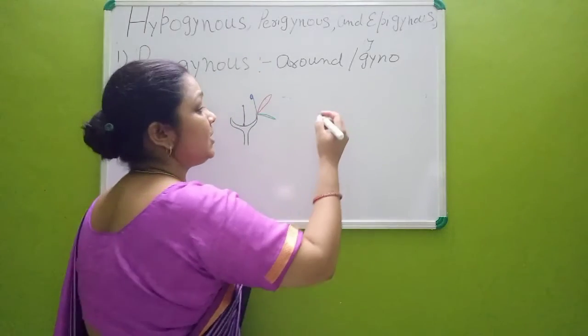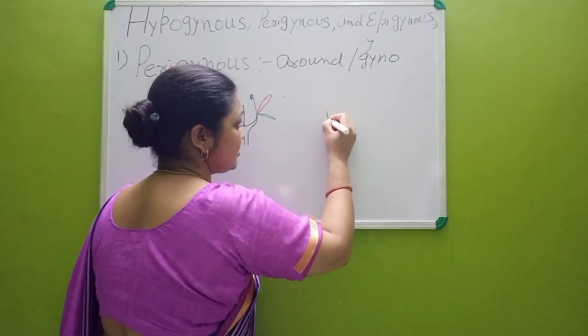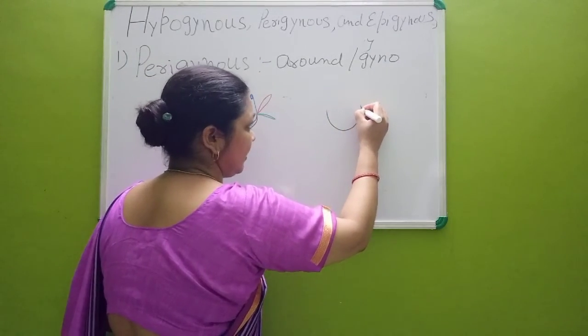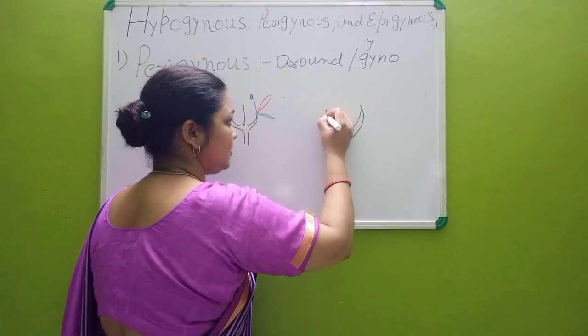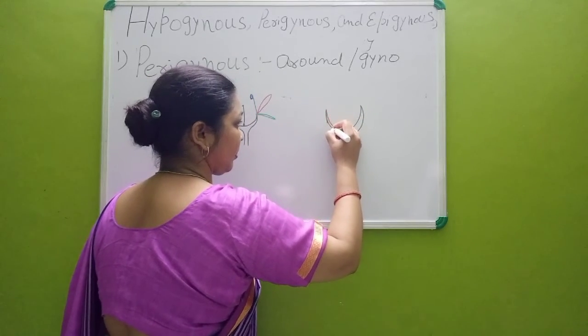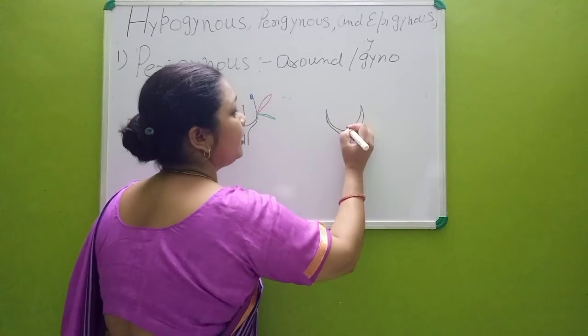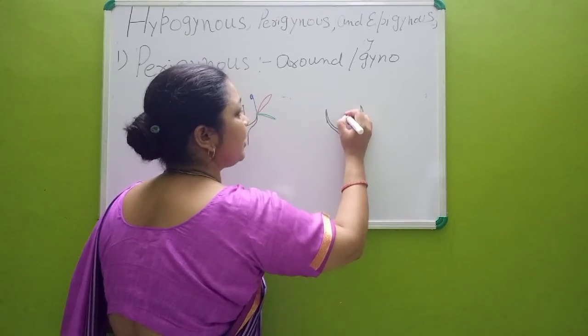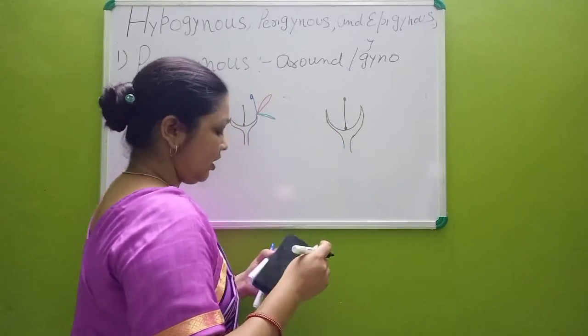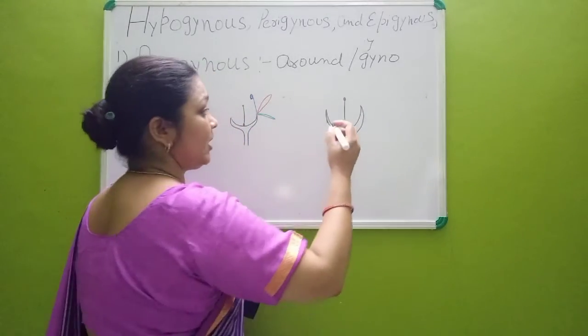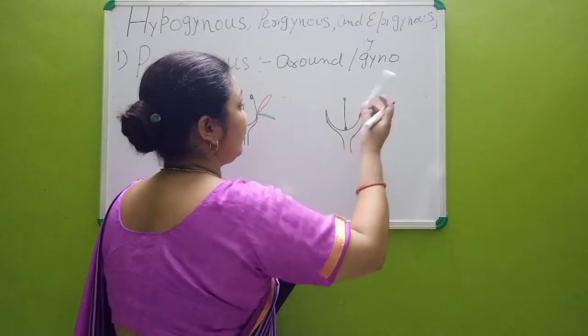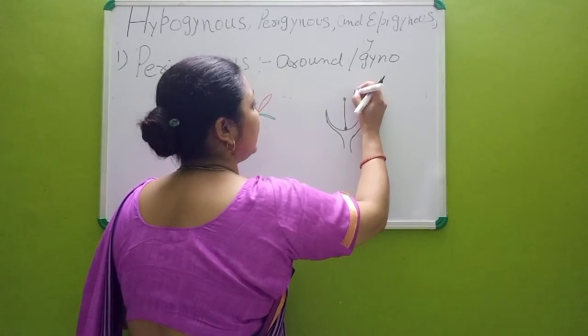Now next is the other one, that is a flask shaped thalamus. Here also the ovary is arising from here. Now the other structures are arising from here.